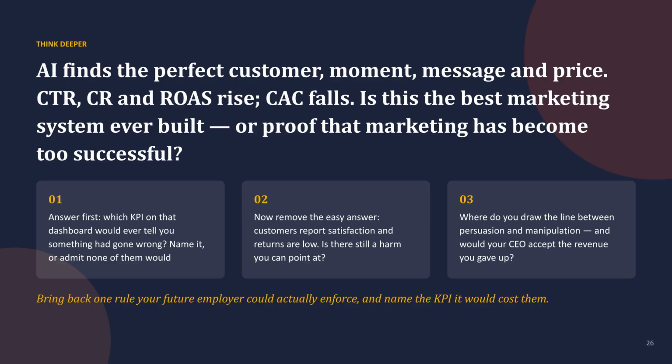As you move forward, keep questioning your systems. When everything seems to be performing perfectly, ask yourself if your success is truly sustainable, or if you've crossed the line into manipulation. Real marketing requires both performance and integrity.